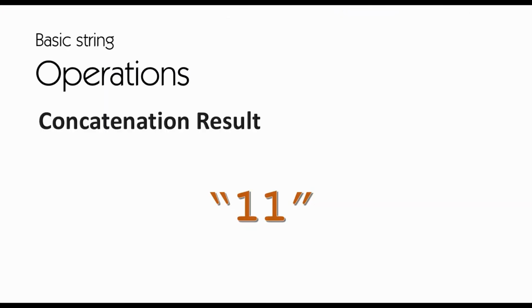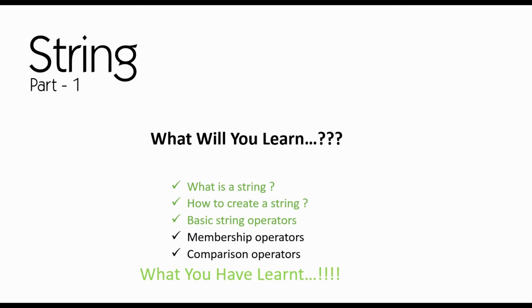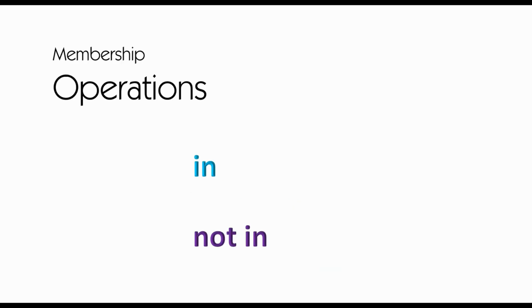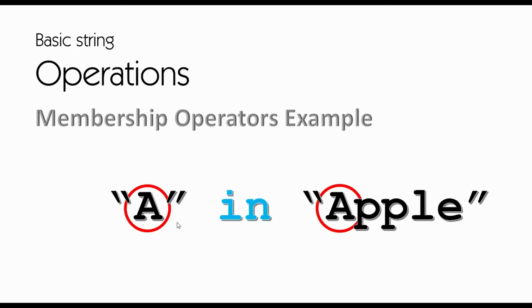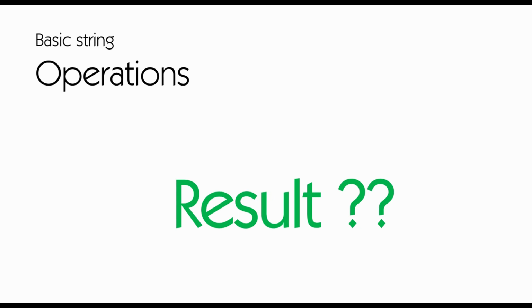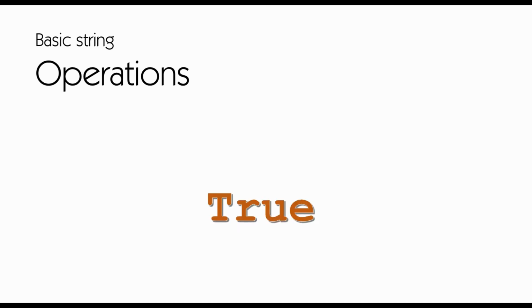Okay, the next example is for membership operators. What is a membership operator? It's in and not in. The very simple example is 'a' in 'apple'. So it searches for the exact match in a string. If 'a' is exactly present in my given string, it shows the result as a boolean, that is true.